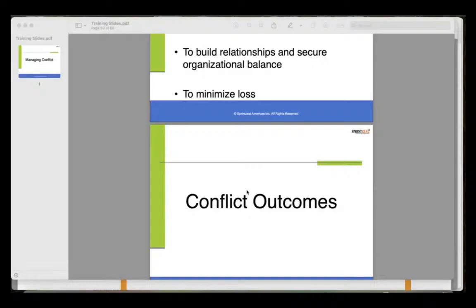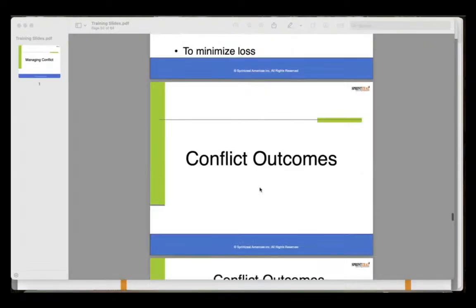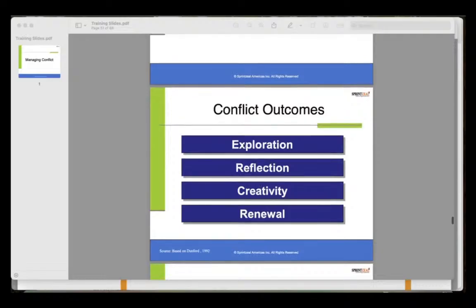So in this, there are four types of conflict outcomes that we are going to discuss. First is exploration, then reflection, then creativity, and the last one that we are going to discuss is renewal. So these are the four conflict outcomes. Let's see what happens in that. As we saw, exploration, reflection, creativity, and renewal.